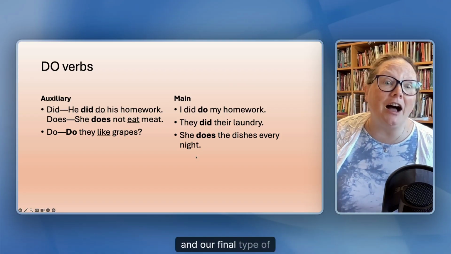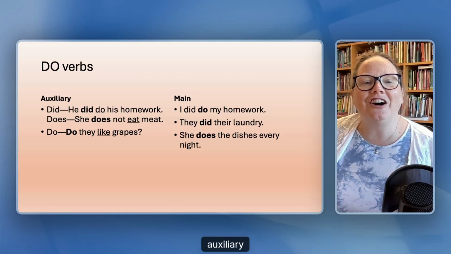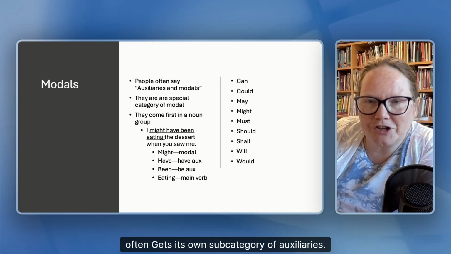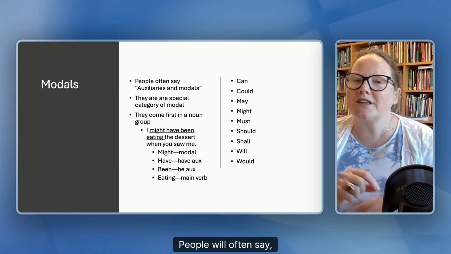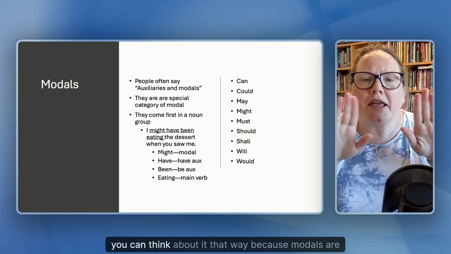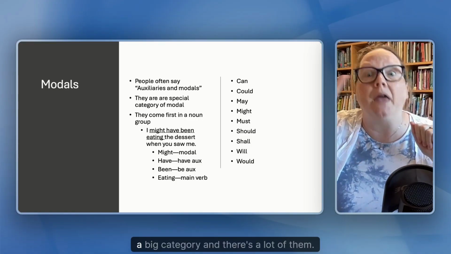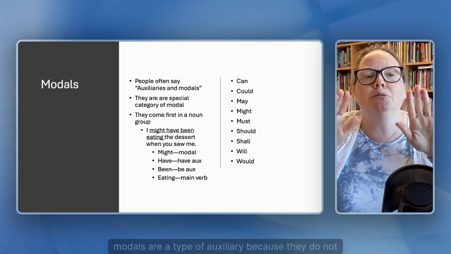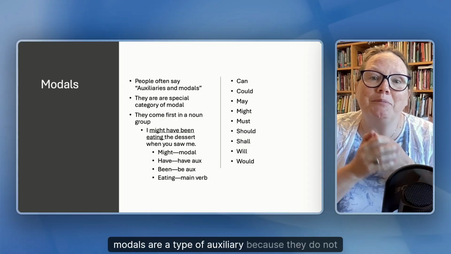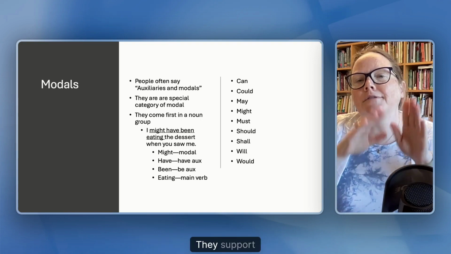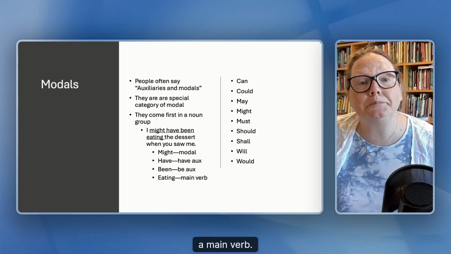Okay, and our final type of auxiliary often gets its own subcategory of auxiliaries. People will often say we have modals. That's fine. You can think about it that way because modals are a big category and there's a lot of them. But technically, modals are a type of auxiliary because they do not show up alone in a sentence. They support a main verb.